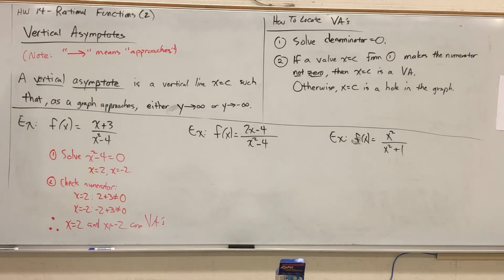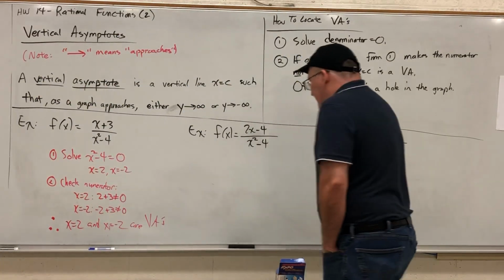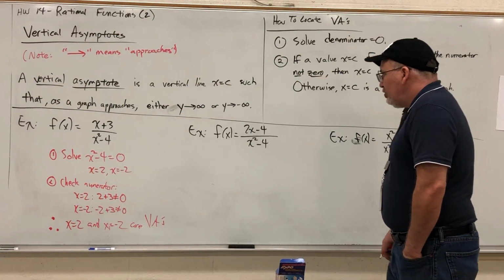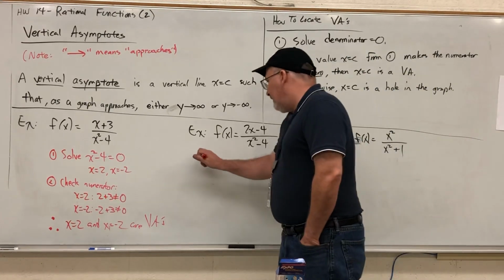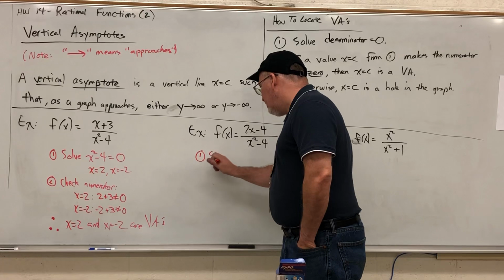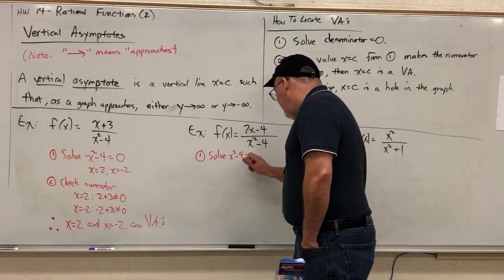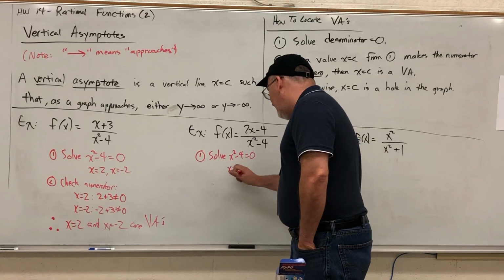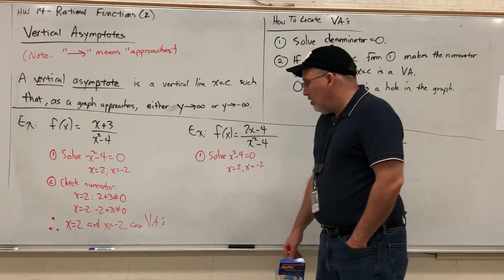In one of the examples, we will have a function with two vertical asymptotes. Let's take a look at the second example. F of x equals 2x minus 4 over x squared minus 4. Again, we're going to follow the same two-step process. We're going to start by solving the denominator equal to 0, and we're going to get the same two x values as before. X equals 2 and x equals negative 2.